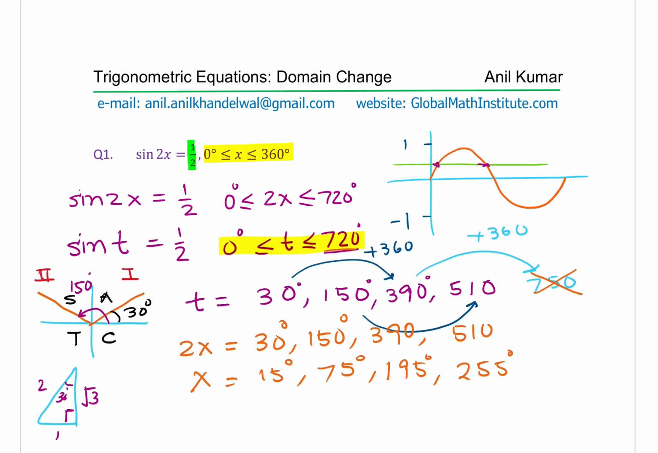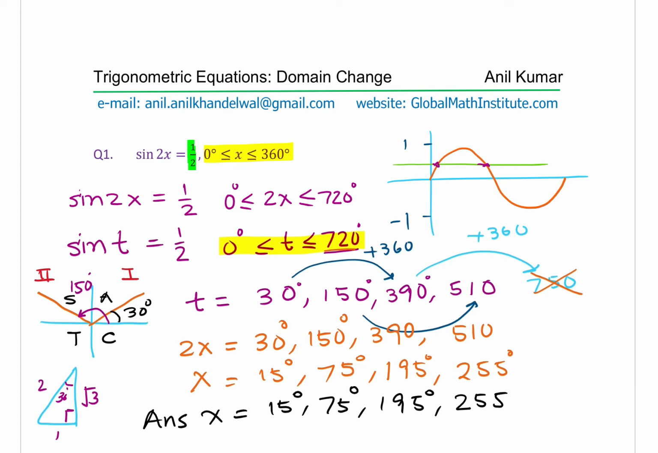So our answer here is that we get four solutions for the given equation, and we can now write down the answer as x is equal to 15 degrees, 75 degrees, 195 degrees, and 255 degrees.